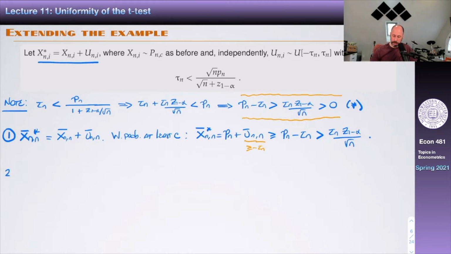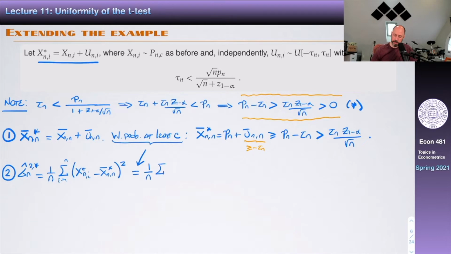Let me look at the sample variance of this guy, sigma square star. But this is 1 over n sum from 1 to n of x star n,i minus x bar star n squared, which is equal with probability at least c to 1 over n, the sum 1 to n of u n,i minus u bar n squared.